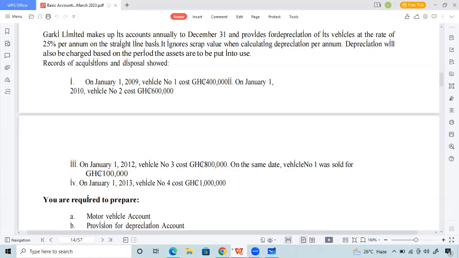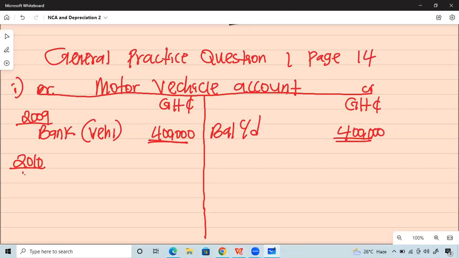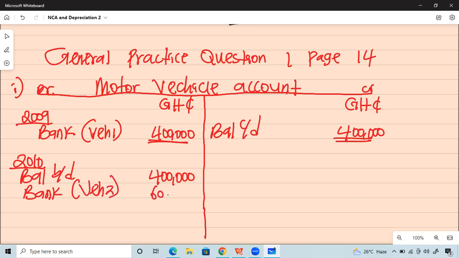On January 1, 2010, vehicle number 2 cost 600. So this is your balance that you had before, the balance brought down, which is 400. So you also buy vehicle number 2, which costs 600. So addition of the two, now we have 1 million. Then our balance brought down of 1 million.